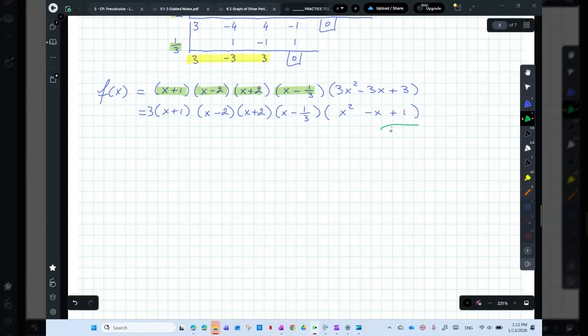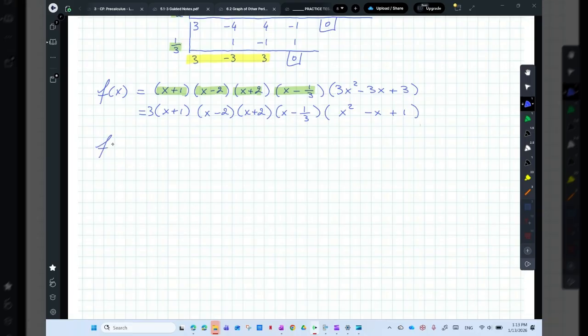We're going to check. We're going to use the quadratic formula to solve that part. So f of x equals 0 will be equivalent to x equals -1 or x equals +2 or x equals -2 or x equals +1/3 or x squared minus x plus 1 equals 0.